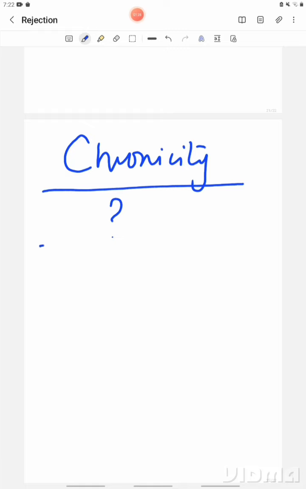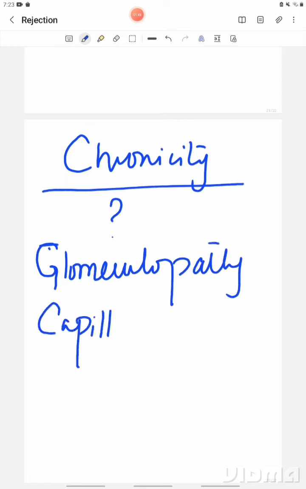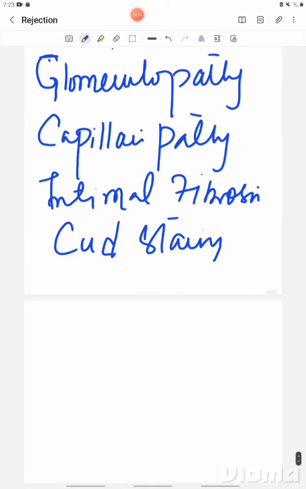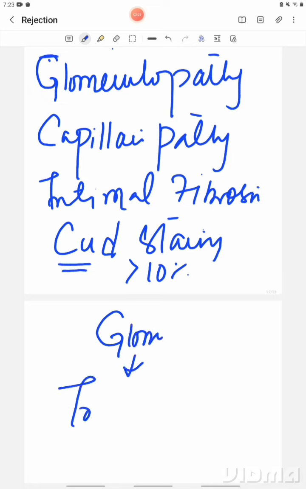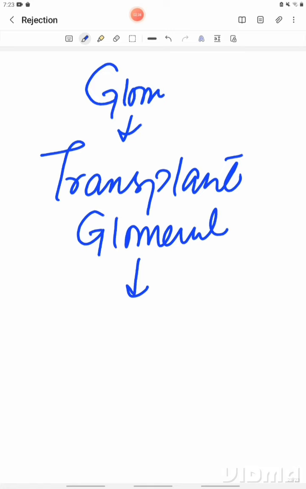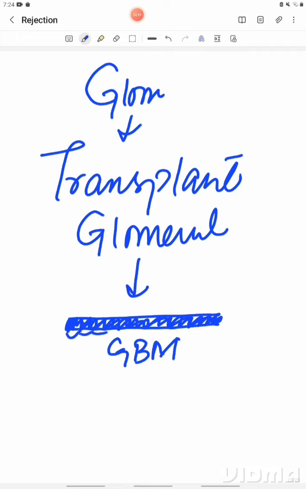How? The glomerulitis becomes glomerulopathy, capillaritis becomes capillopathy, and there is some intimal fibrosis as well, and of course presence of C4d stain in 50% of the cases, and greater than 10% of the cases on IF. Glomerulopathy in chronic ABMR is called transplant glomerulopathy. That's because there is double contouring of the GBM, thickening of the glomerular basement membrane, because of some subendothelial deposition, right? So we say double contouring.